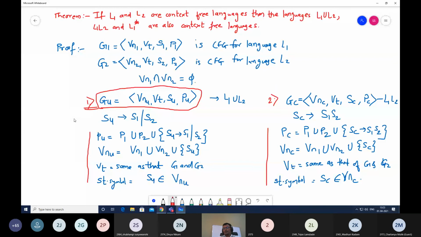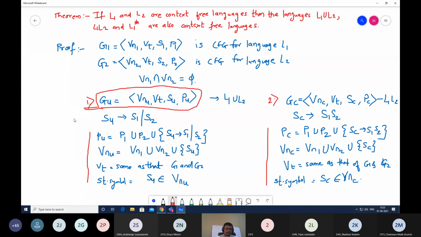The second grammar that we constructed was for concatenation, GC, which is nothing but VNC, VT, SC, and PC. Here we add the production rule SC gives S1 S2, as this is a concatenation. Then our PC production rule is all the production rules of the first grammar P1 union all the production rules of the second grammar P2 union SC gives S1 S2.